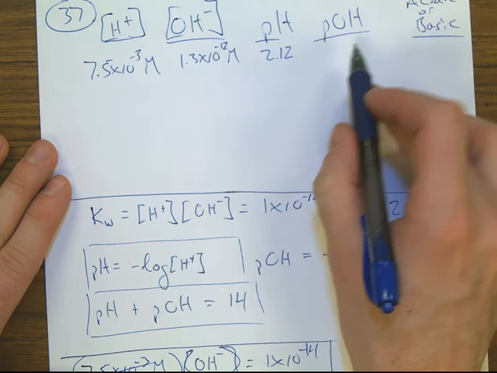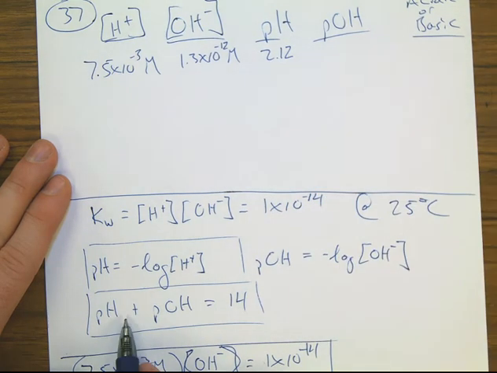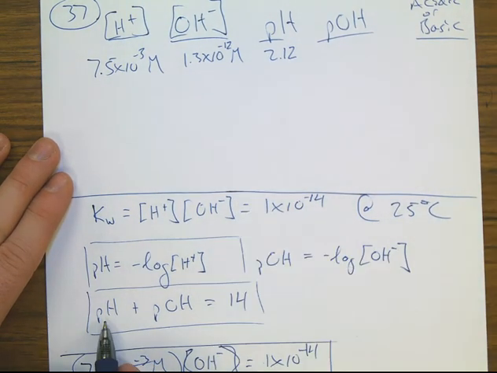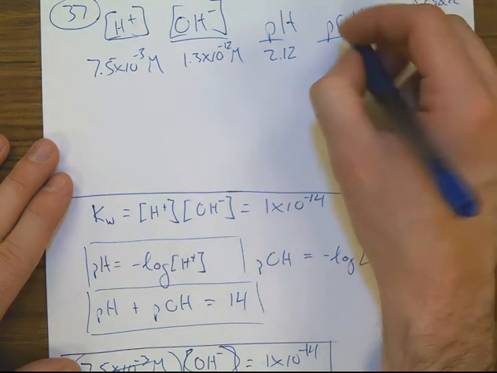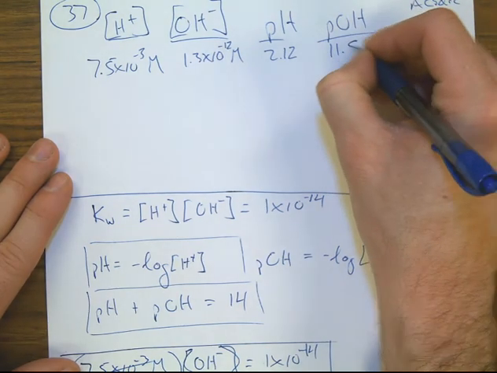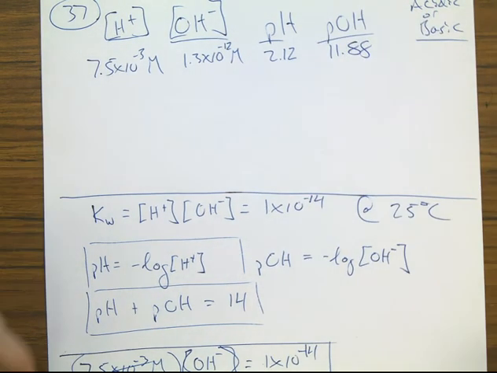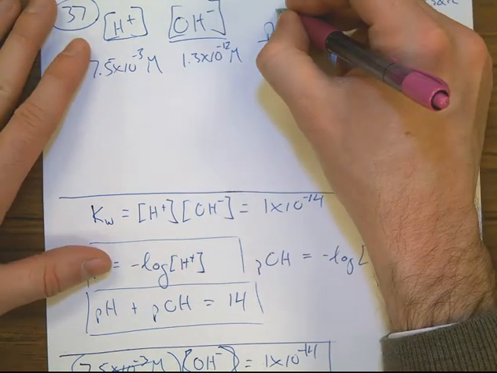Okay, now to figure out pOH, I'm going to use this equation down here. I plug in my pH, 2.12 here, so it's 14 minus 2.12, and I get my pOH of 11.88.